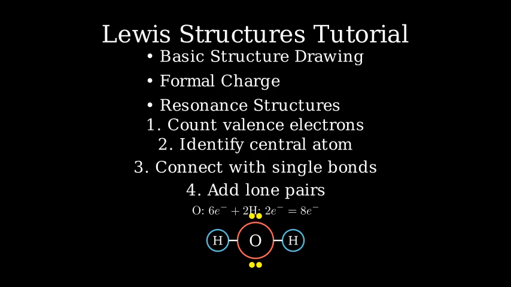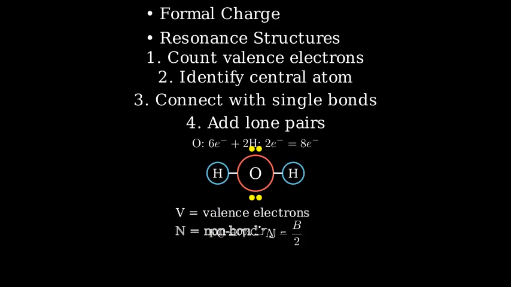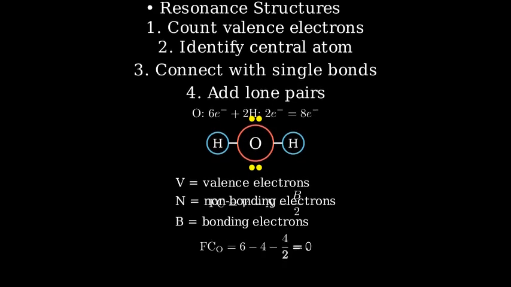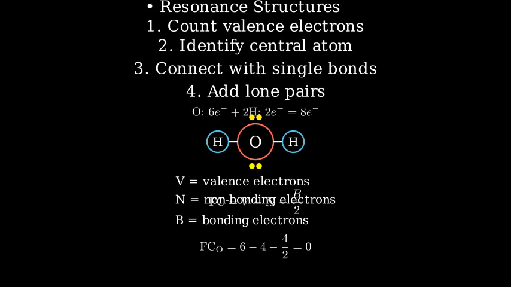Now let's learn about formal charge. The formal charge formula is valence electrons minus non-bonding electrons minus 1/2 of bonding electrons. Let's calculate it for oxygen in water. Oxygen has 6 valence electrons, 4 non-bonding electrons in its lone pairs, and 4 bonding electrons shared in 2 bonds. So that's 6 minus 4 minus 2, giving us a formal charge of 0.